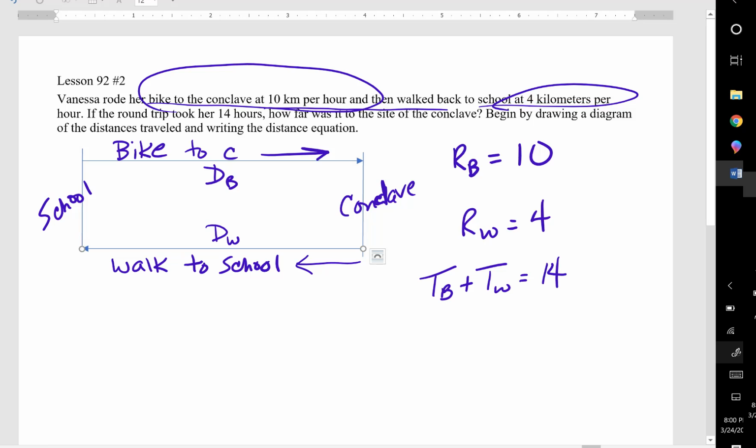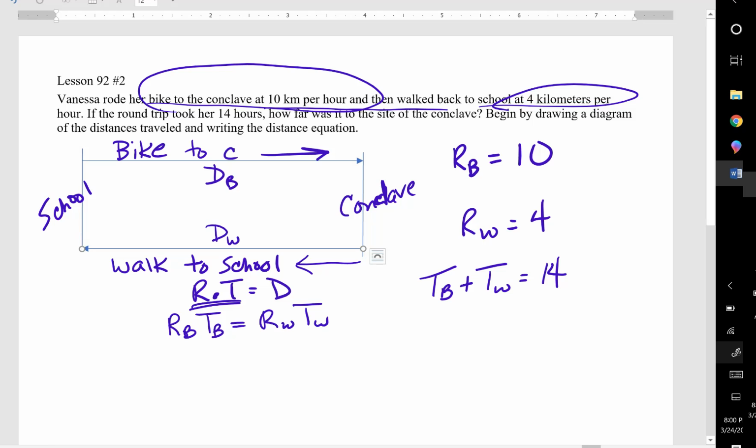All right. And so now I can remember that when I have a problem where the distances are equal, I can use my rate times time equals distance. I know that the rate times time going there and the rate times time going back are equal because the distances are equal and rate times time equals distance. So the rate on the bike times the time on the bike is equal to the rate walking times the time walking. When we have a problem where the distances are equal, we can write this equation. Rate times time equals rate times time. It's just another way of saying distance equals distance.